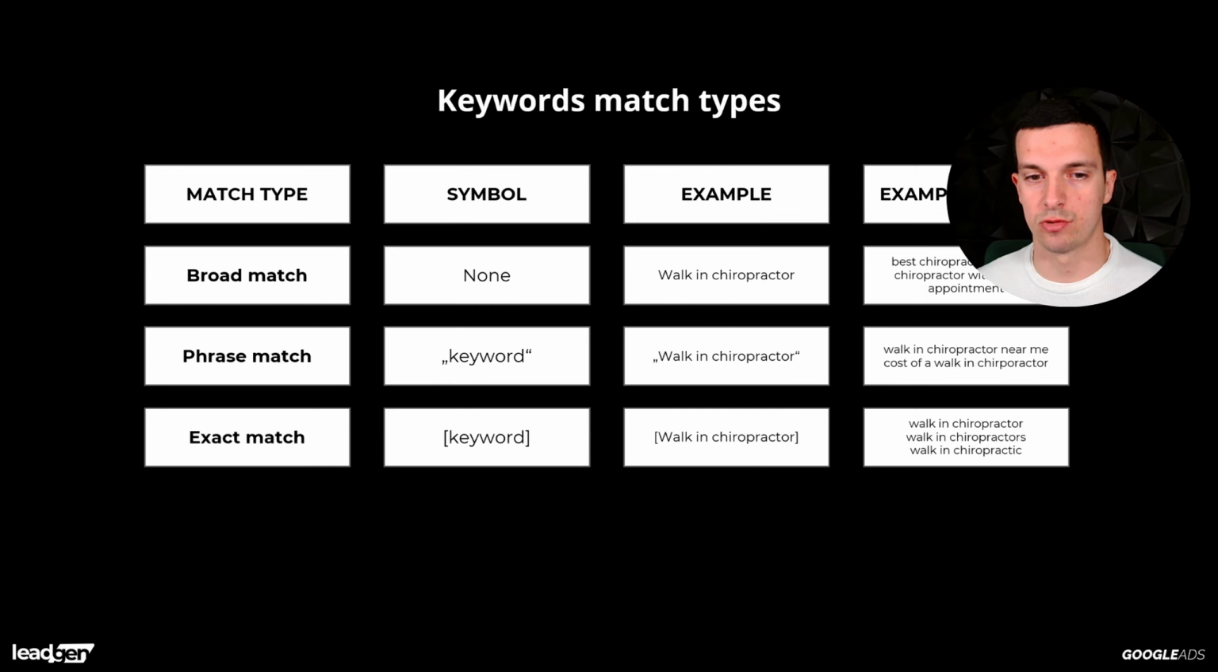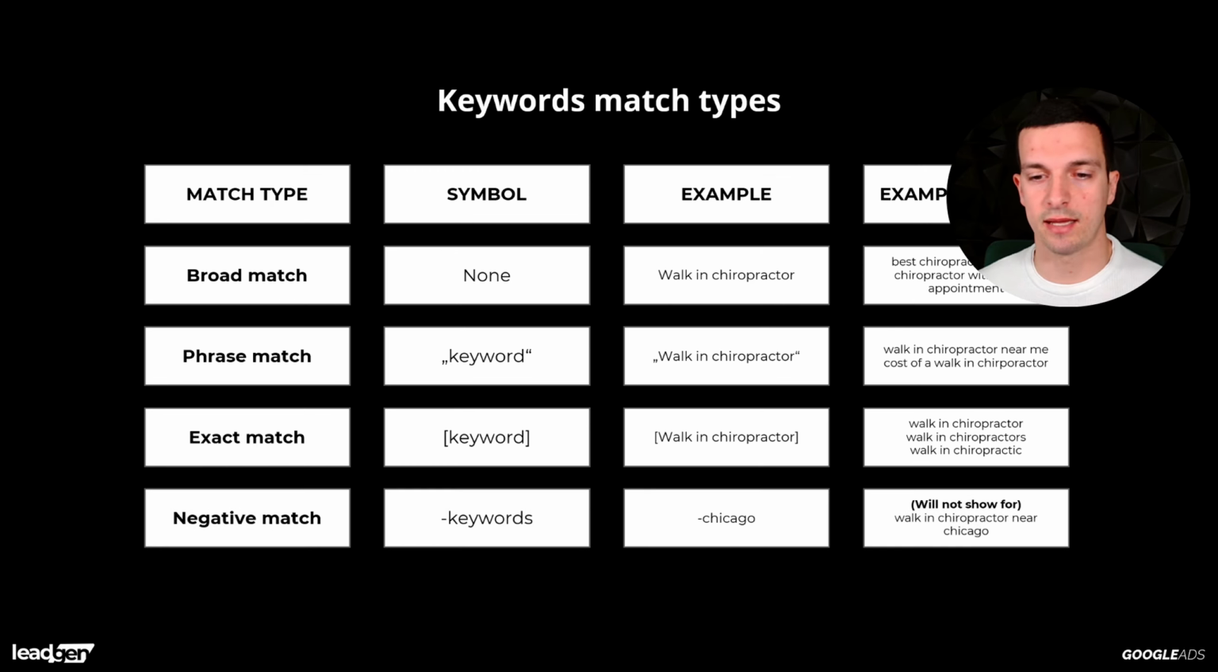But usually exact match I'd start using later when I know really what's working well, and then by optimizing the campaigns, as you're gonna learn in the next lesson, you're gonna be using those. But we're gonna start with the phrase match. You have some control, but you're not giving too much control to Google, and they don't get too crazy with spending your money. And then negative match, it's with the minus, let's say minus Chicago, and it will not show.